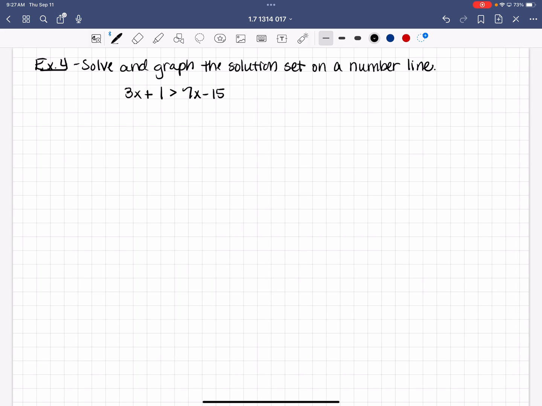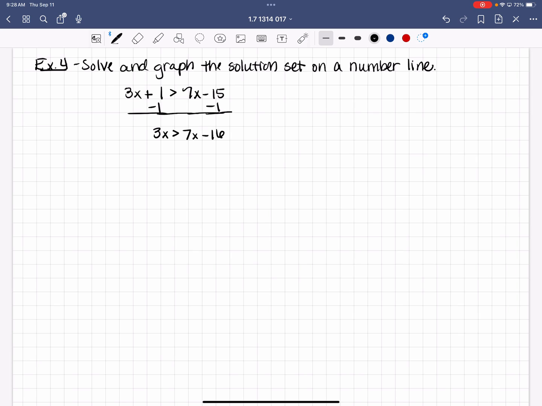I'm assuming you guys probably want to get that variable on the left, so that it tells you how to graph easier. So we're going to move the 1 to start with. I'm going to subtract 1 from both sides. That's going to give me 3x is greater than 7x minus 16.